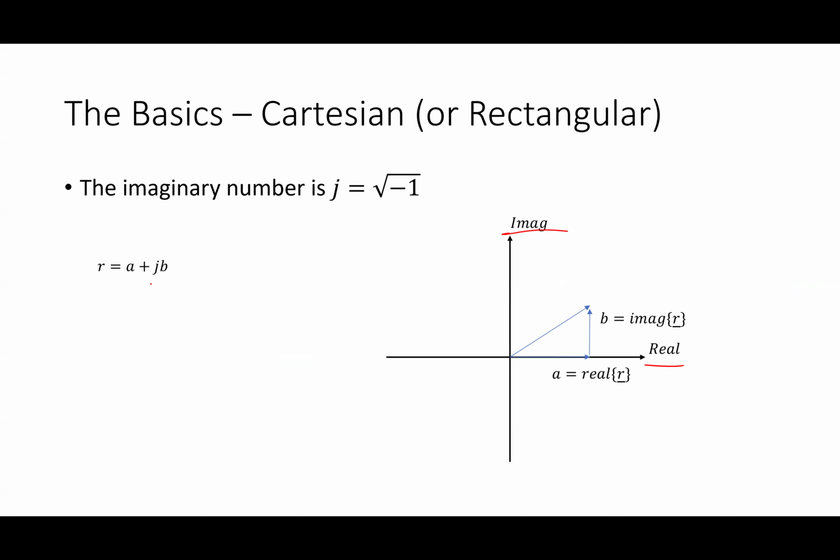So let's say I do that and I say R equals A plus JB. You guys tell me, what is the real part of A plus JB? A. What's the imaginary part of A plus JB? B, not JB. J is like the unit vector that you would have when you're looking at vectors in physics. Okay. All right.